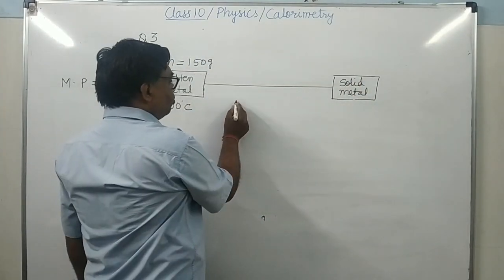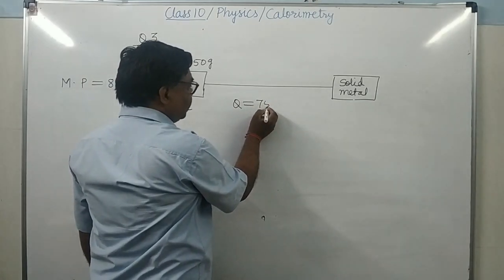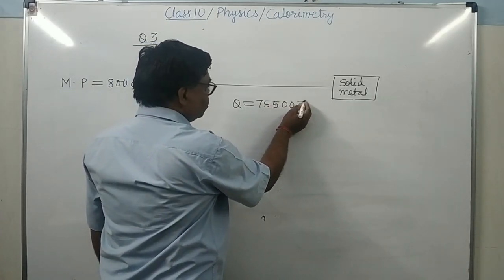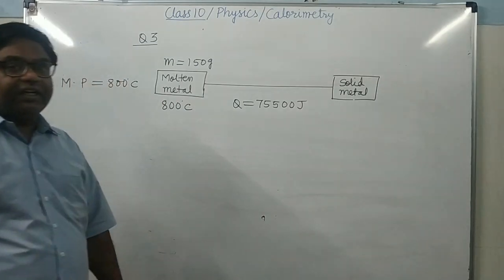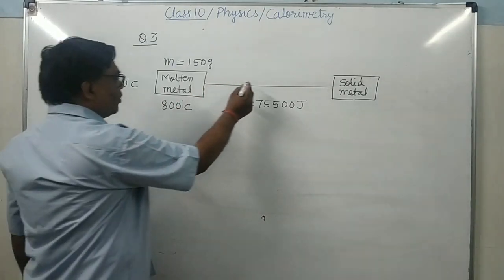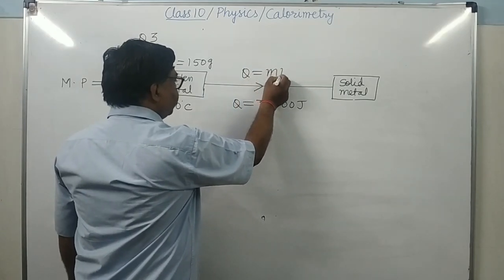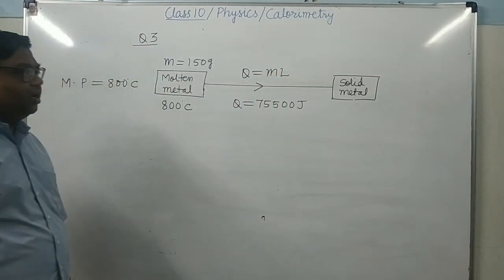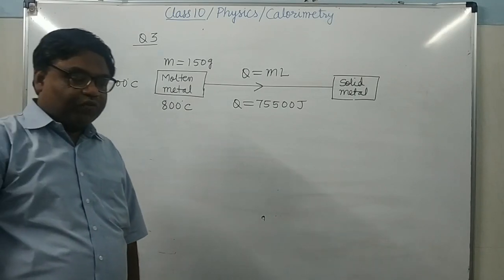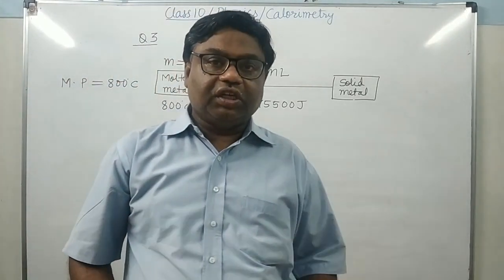So it gives out how much heat? Q equals 75,500 joule. So this is the latent heat here, because as we know, from this change it will liberate what type of heat? Latent heat. Q equals ml. It's clear?